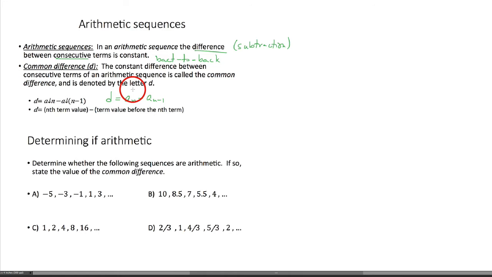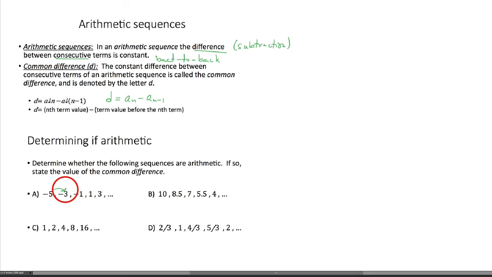We would just say that you take a term that you're at and you subtract off the term before it. That would be the difference between two terms. And so determining whether or not a sequence is arithmetic is as easy as looking at the terms and determining whether or not there is a common difference between them.